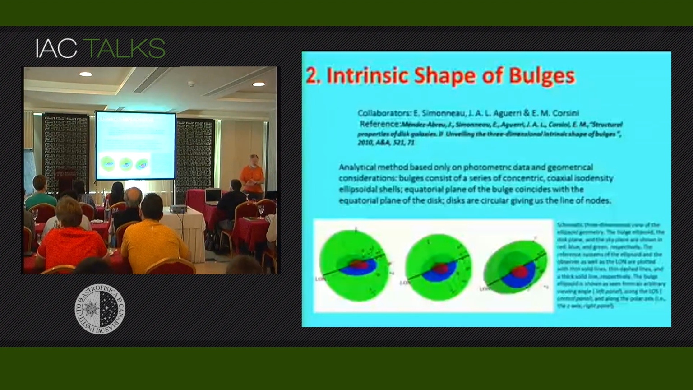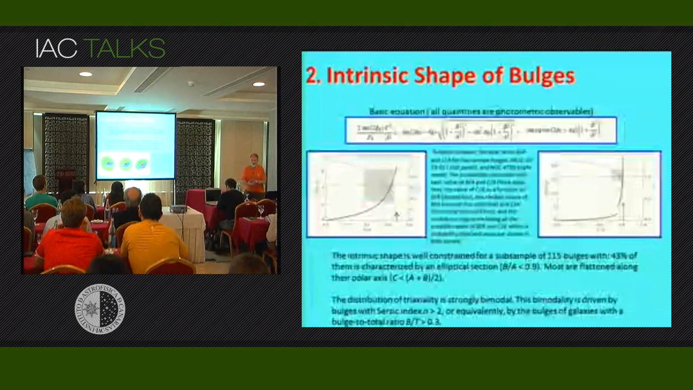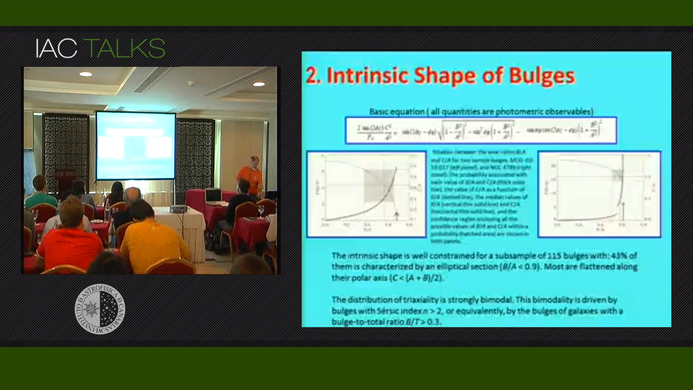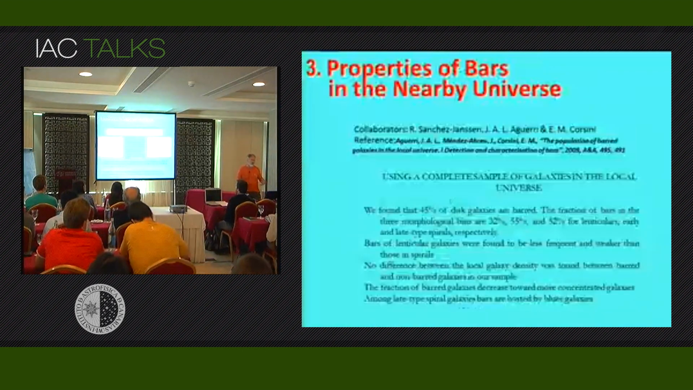spheroidal shapes of bulges. And I have to also admit that I'm not going to talk about pseudo-bulges in this talk, even though there is work on pseudo-bulges going on in the IAC. So this is just a particular group doing a particular piece of work. And they have worked on quite a large number, and they've derived the axis ratios of these bulges.